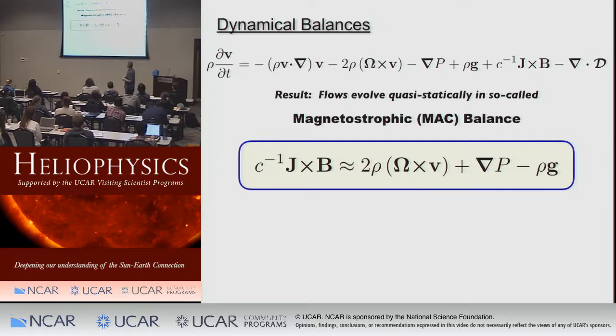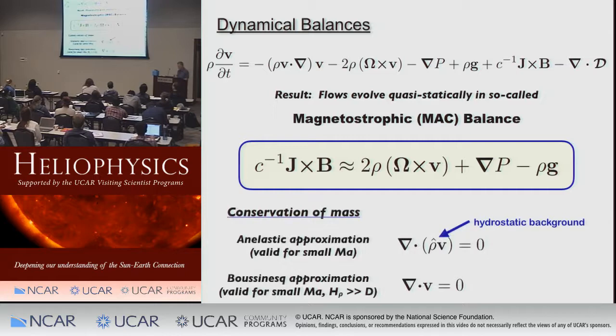And so that can tell us a lot. A lot of the theoretical progress we can make on planetary dynamos relies on this balance. And we also rely on the conservation of mass equation. There's something called the anelastic approximation, which is you assume that the background state is roughly hydrostatic and adiabatic. And then you consider perturbations. So you consider density, temperature, pressure, entropy as perturbations about this hydrostatic background. So this little hat means the hydrostatic background.